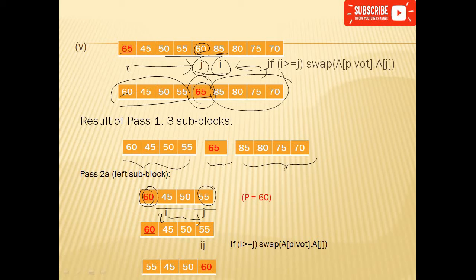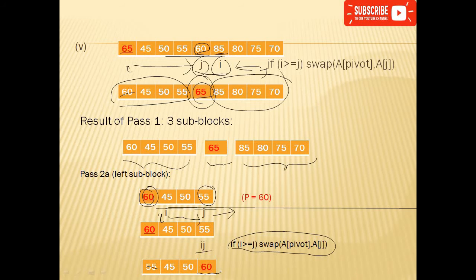So here I moved, but I don't have the next indexes. So I reached here. Still I didn't find a greater than element of 60, and there is no chance to get the greater than element. But as per our condition, if i is greater than j, then swap p of i with p of j. So i is greater than or equal to j. Then what will we do? We'll swap and we'll divide. So 55 will come here, 60 will come here, and we'll divide into 2 parts.